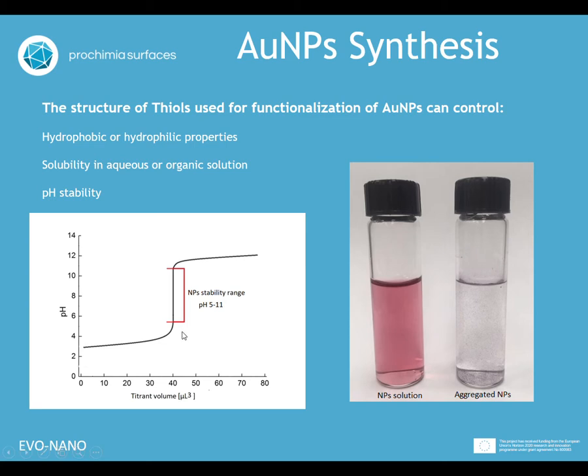Over here you can see an example where the titration showed that the nanoparticles were stable between pH 5 and 11. And what you can see here at the right side are solutions of the gold nanoparticles, and when the pH is beyond the stability region, you can see that aggregation of the gold nanoparticles can be observed.